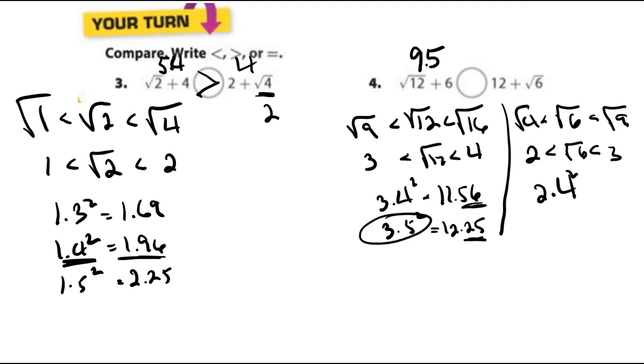2.4 and we'll square it. 2.4 times 2.4, and we get 5.76. I go to my next number, I do 2.5 and I square it. 2.5 times 2.5, and you get 6.25. This one's 0.24 away, this one's 0.25 away. This is our best estimate. We could use either one, and we'd be pretty darn close. So we substitute 2.4 in for the square root of 6, and we do 12 plus 2.4, which is 14.4. So we would say that the square root of 12 plus 6 is less than 14.4.